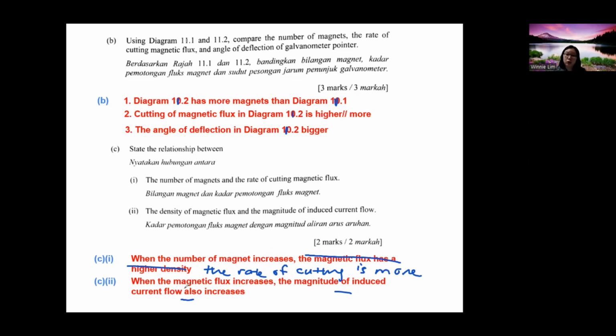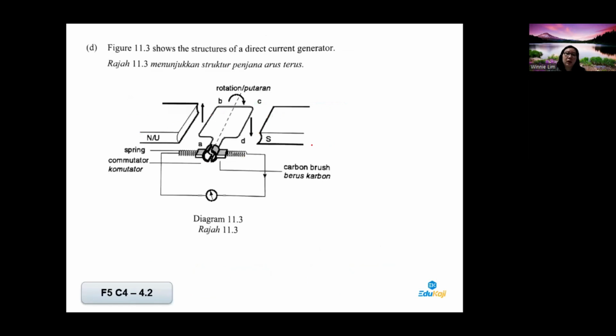The same goes for C2, acceptable. The density of magnetic flux is directly proportional to the induced current. Yeah. Then we proceed. Part D.